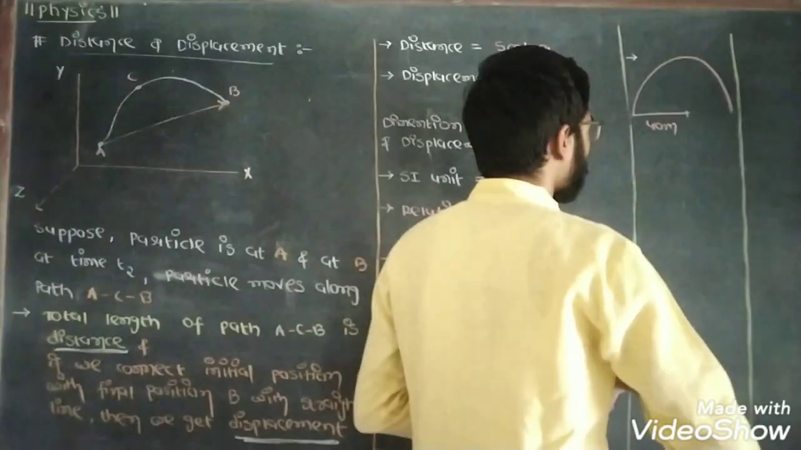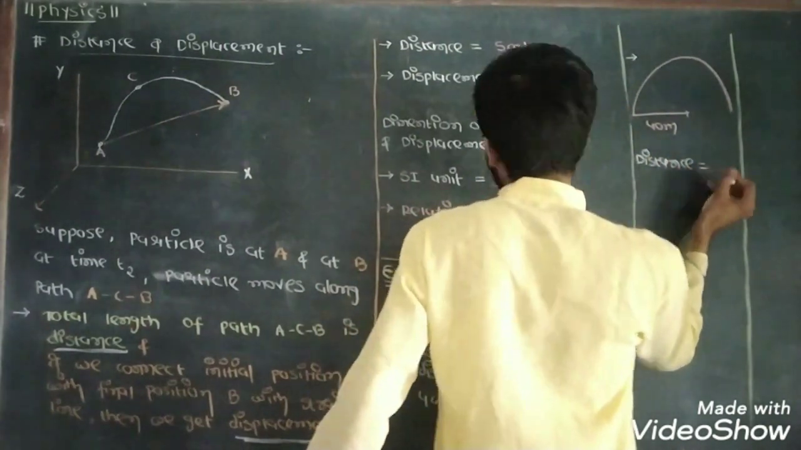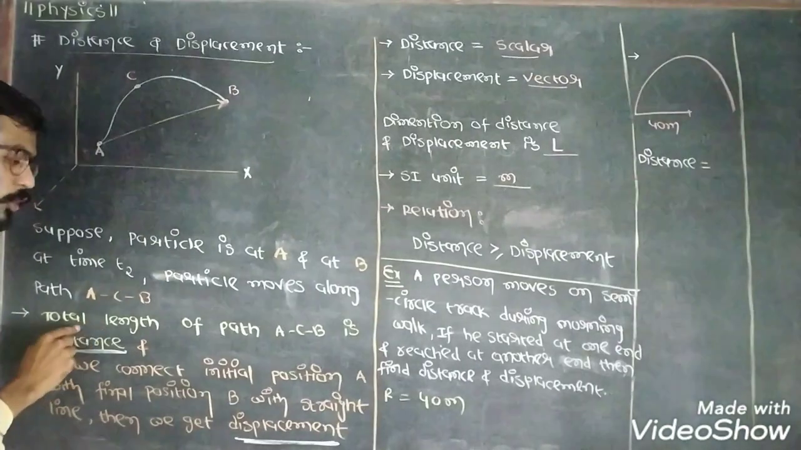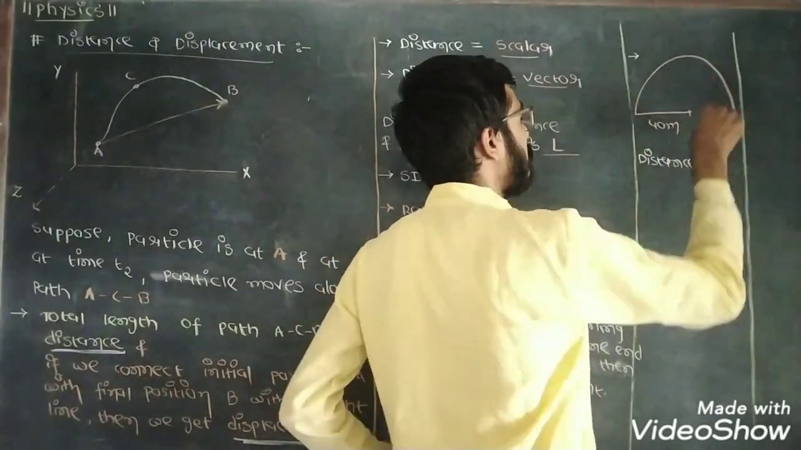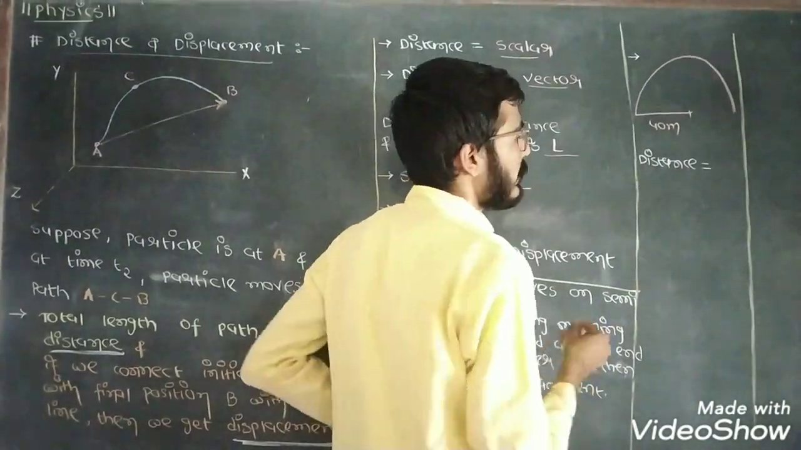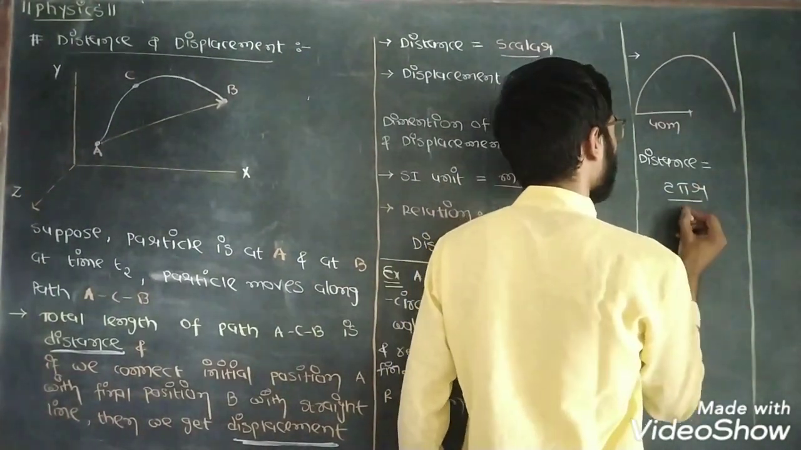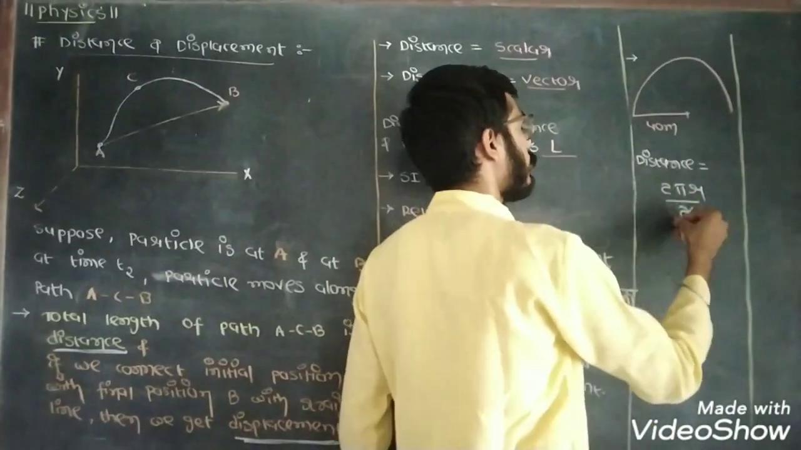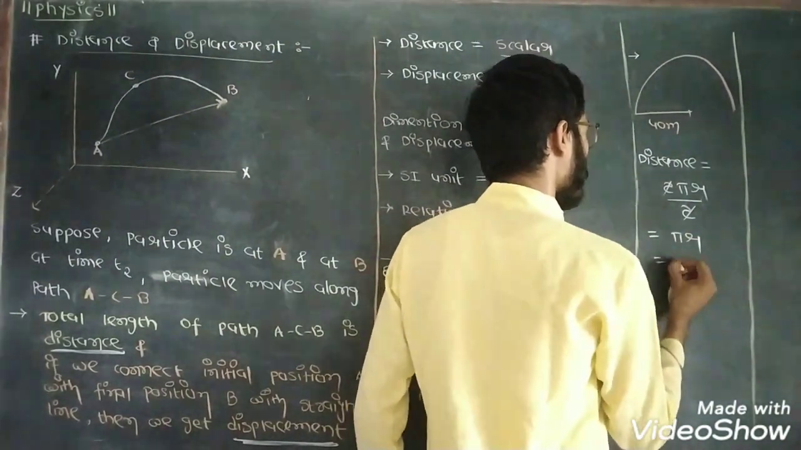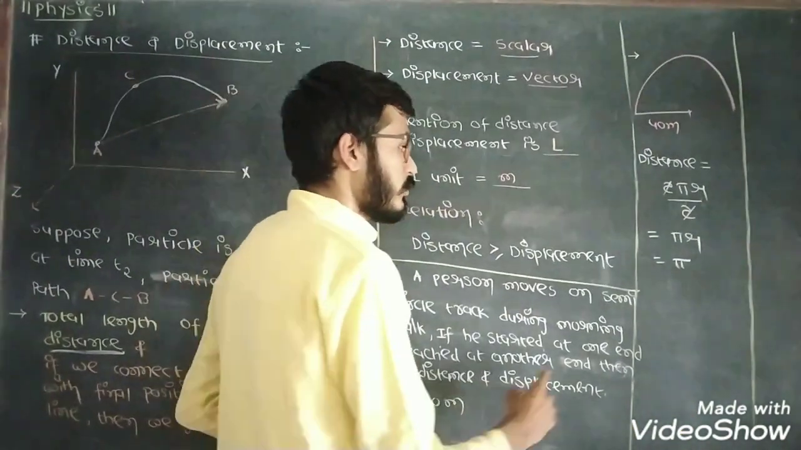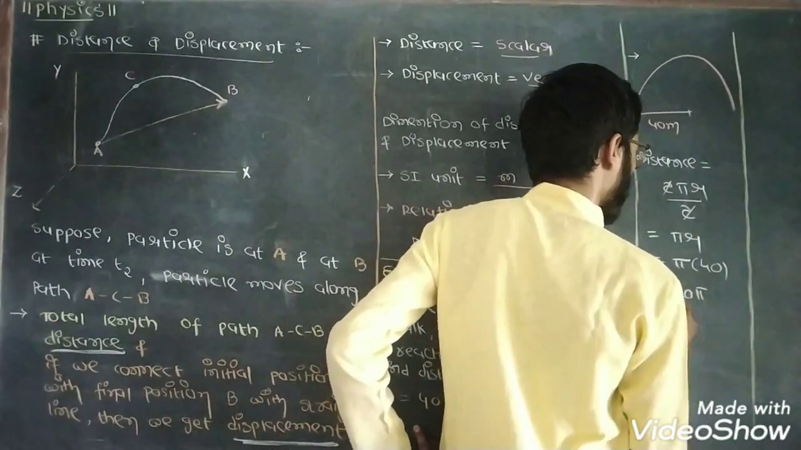So the distance is, according to our definition, the total length of the path. Here the total path or total track is a semicircle. So the distance is half of the circumference. We all know that the circumference is 2 pi r and half of the circumference is 2 pi r by 2. The 2 will cancel. So the value of distance is only pi r. Here the radius is 40 meter, so the answer is 40 pi.